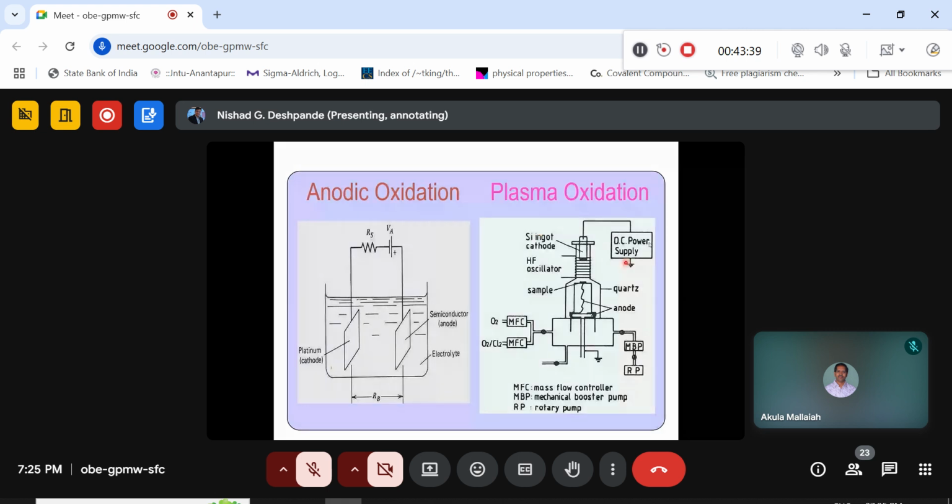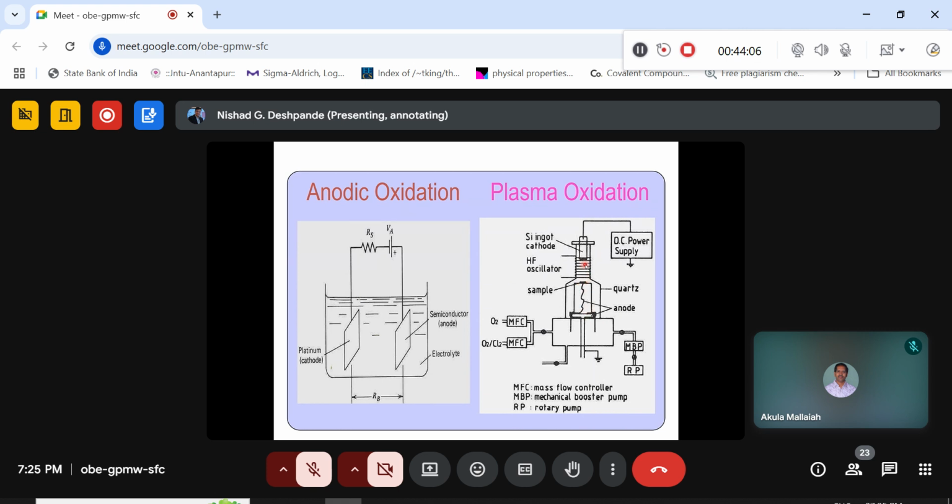The plasma oxidation is what? See, you can see here a very high voltage is applied. Now this is applied between a cathode and an anode here. Okay, and in between you have high frequency oscillators that are being utilized. Now what happens is that this will produce a quasi gas in between this particular chamber here. One can put the silicon sample here.